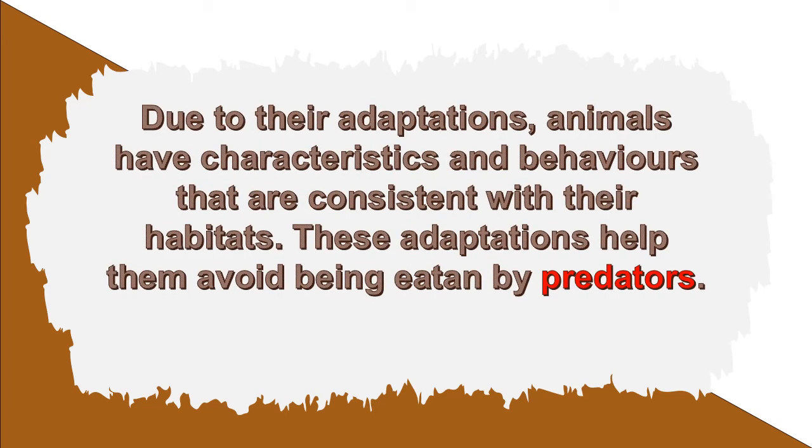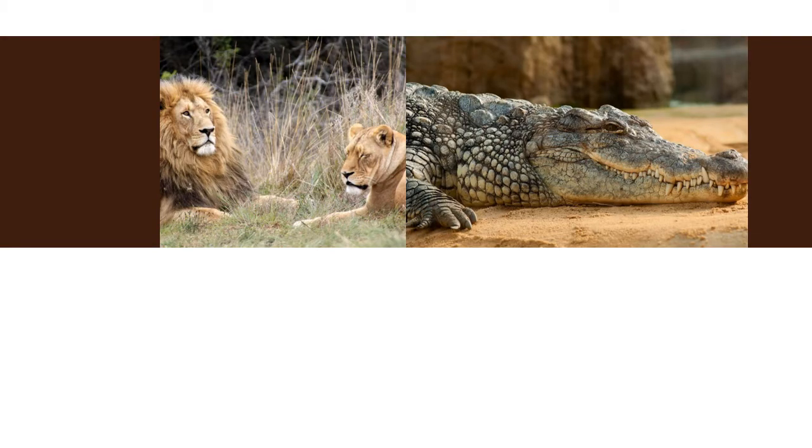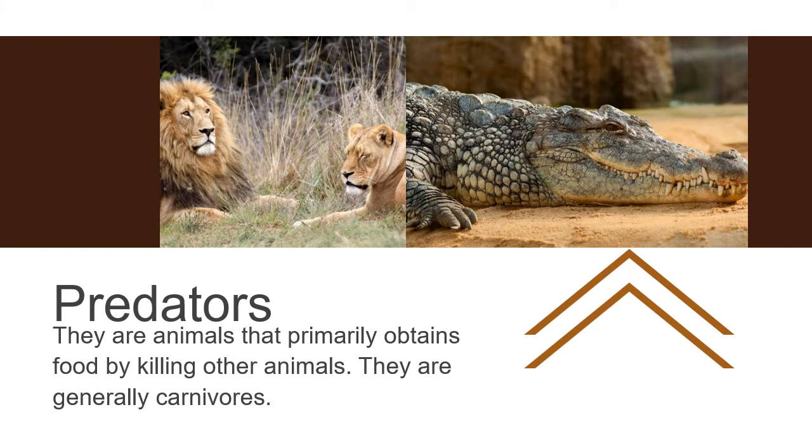Due to their adaptations, animals have characteristics and behaviors that are consistent with their habitats. These adaptations help them avoid being eaten by predators. Predators are animals that primarily obtain food by killing other animals. They are generally carnivores. Look at the picture. We have here a lion and a crocodile. Both of them are predators.